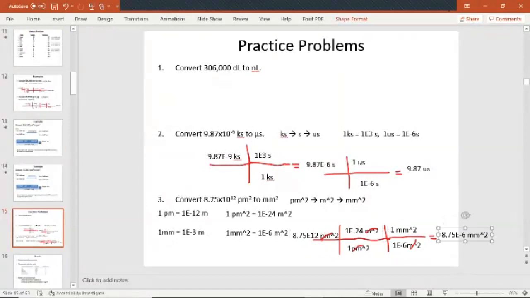And so again, we're going from picometers, which is a relatively smaller metric prefix than millimeters, so our exponent should decrease. And that's what we see here. It decreases in our final answer. So at least we're in the right direction in the size of our exponent.